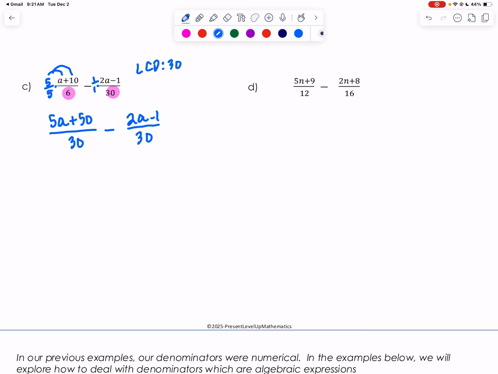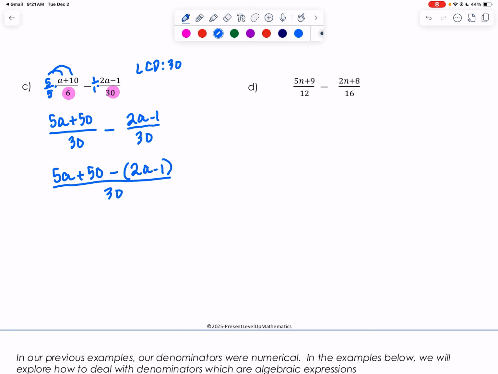So I'm going to add in an extra step on this next part so that you'll have this in your notes, and it'll make sense when you come back and look at it. We're going to take our first numerator, 5a plus 50, and we are subtracting the quantity 2a minus 1. That's why I want to put this in parentheses, because one of the biggest mistakes students make is they only subtract the 2a and they forget to subtract the negative 1. Okay, so all of this would be over 30.